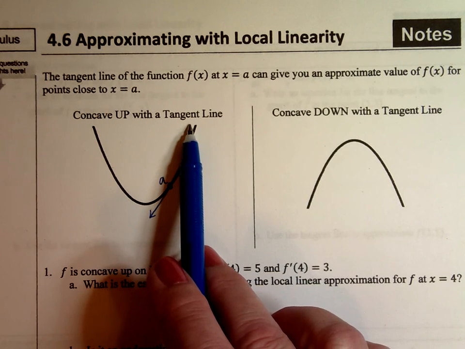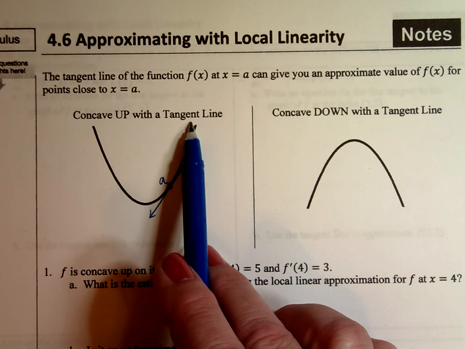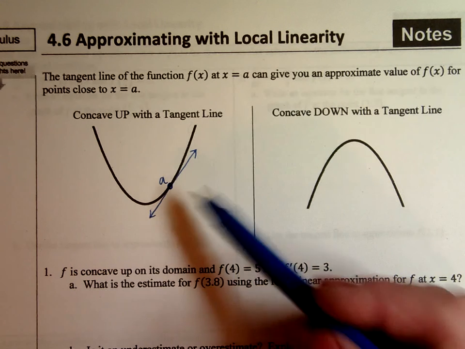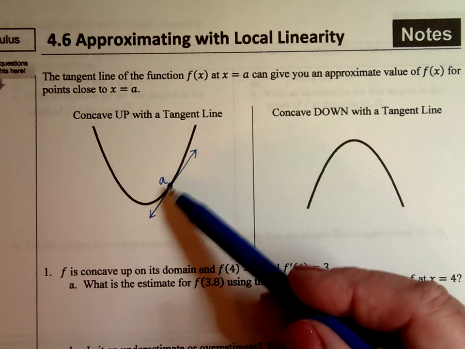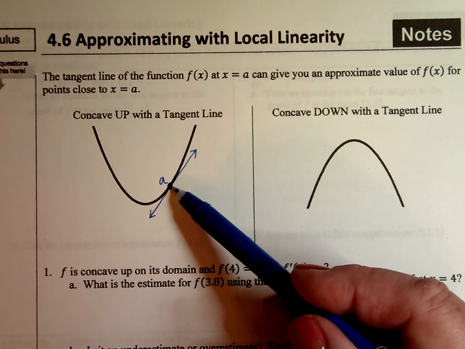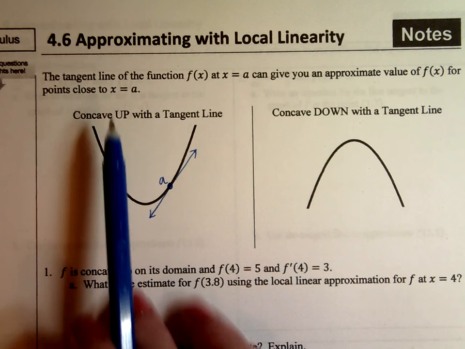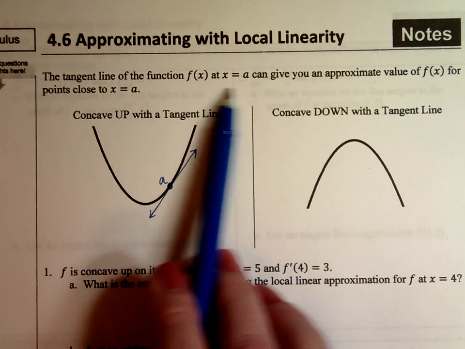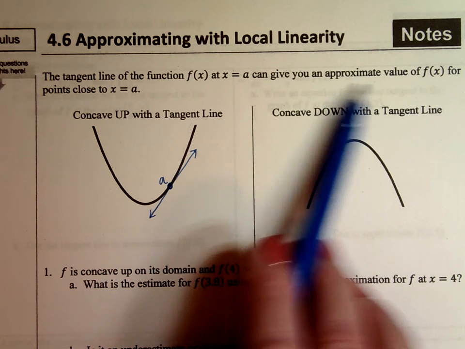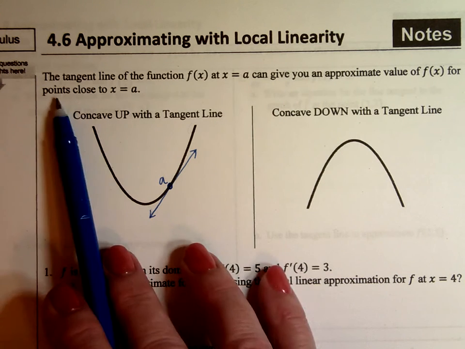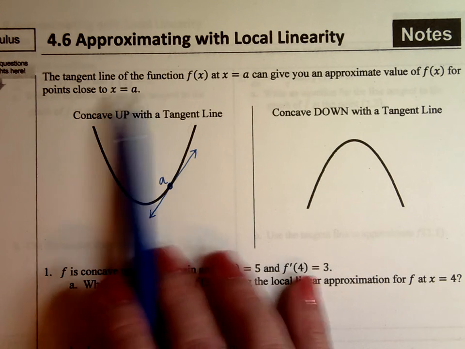Now, the idea with us is tangent lines. We know tangent lines. They're calculus. We can figure out the equation of a tangent line. And if I can figure out the equation of a tangent line, then I can approximate what this curve is doing right there at that point A. That's the idea. Zoom in, zoom in, zoom in, and you've got both of them looking like straight lines that are really similar to one another. So a tangent line of the function f of x at x equals a can give you an approximate value of f of x for a point close to x equals a.